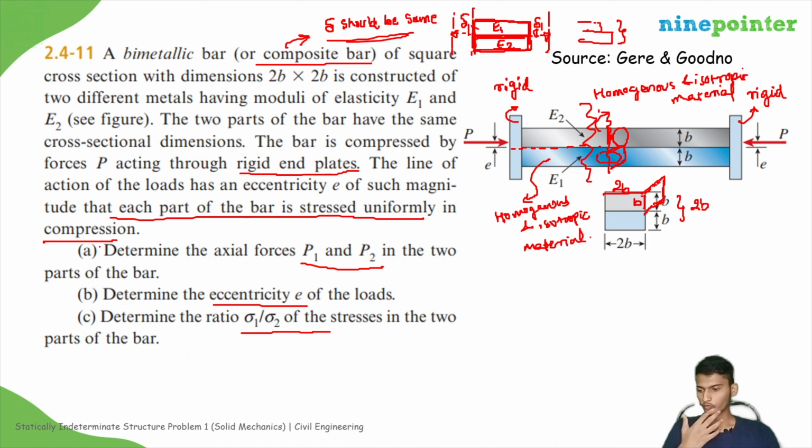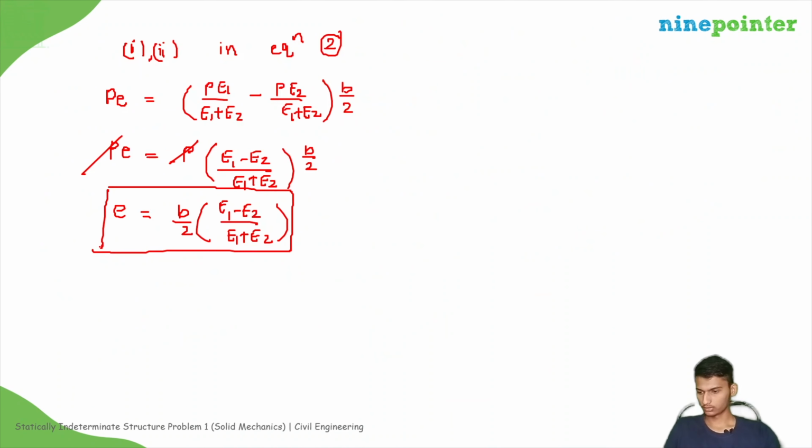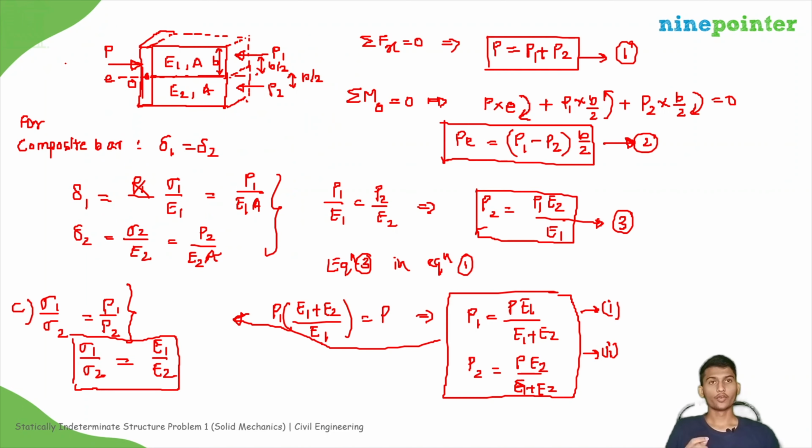So we needed to find the eccentricity E, that is part B. We already found the ratio of stresses, that is part C, and this is part A. This is P1 and P2, right? This is part A. Okay.